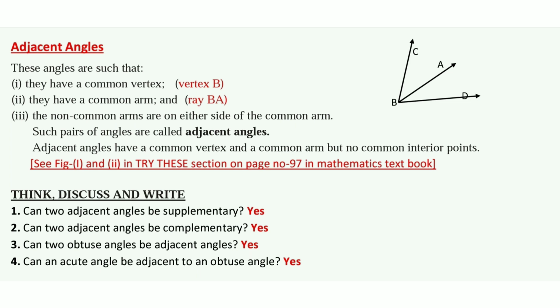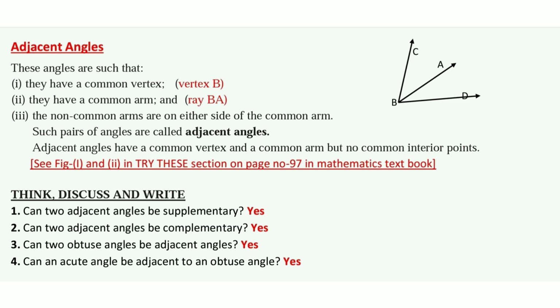It's clear? Now for the diagram, see figure 1 and 2 in try this section on page number 97 in mathematics textbook. Now think, discuss and write. First, can two adjacent angles be supplementary? Yes, it can be. Second, can two adjacent angles be complementary? Again, answer is yes, it can be.